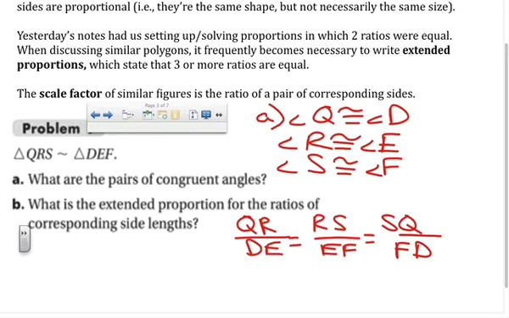Okay, so that's going to be one of the kinds of problems that you'll encounter in your homework tonight. Identify the congruent angles and write out the extended proportion. Make sure that you remember what they're asking you for. So far, pretty easy. The bulk of what you'll be doing, however, is on the screen.